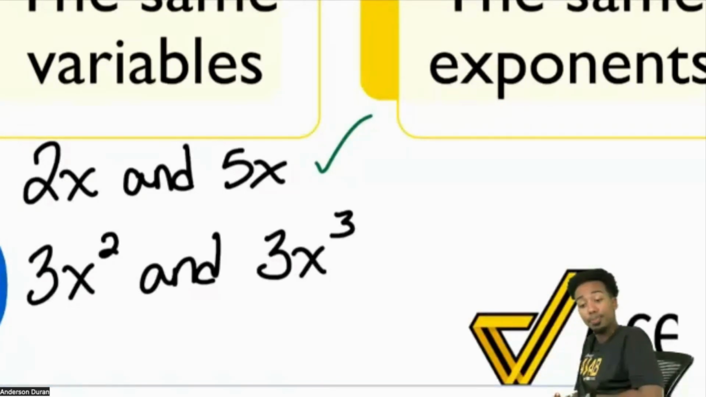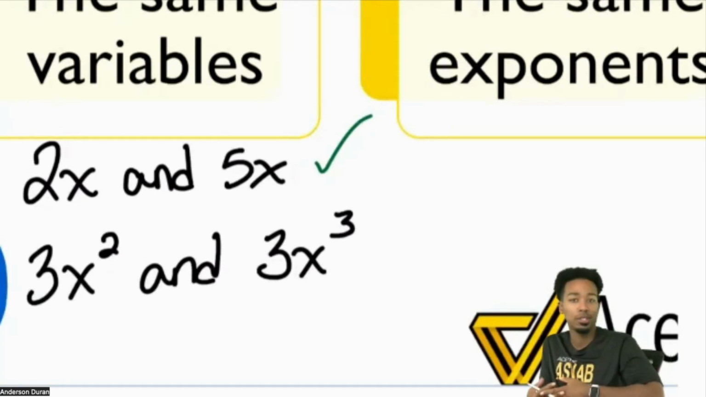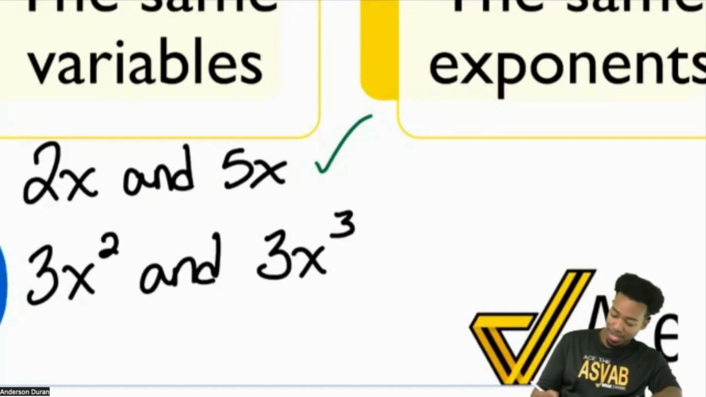All right, different exponents. I tried to trick you by putting a 3 in the front. The number in the front doesn't matter. That number in the front is the coefficient. That just basically tells you how many of that thing there are. But the exponent, here's what I'm talking about.